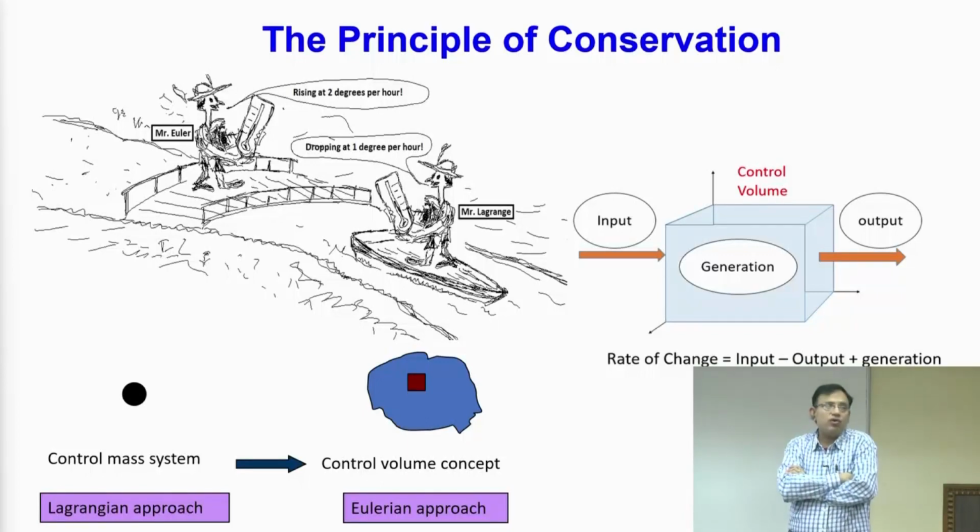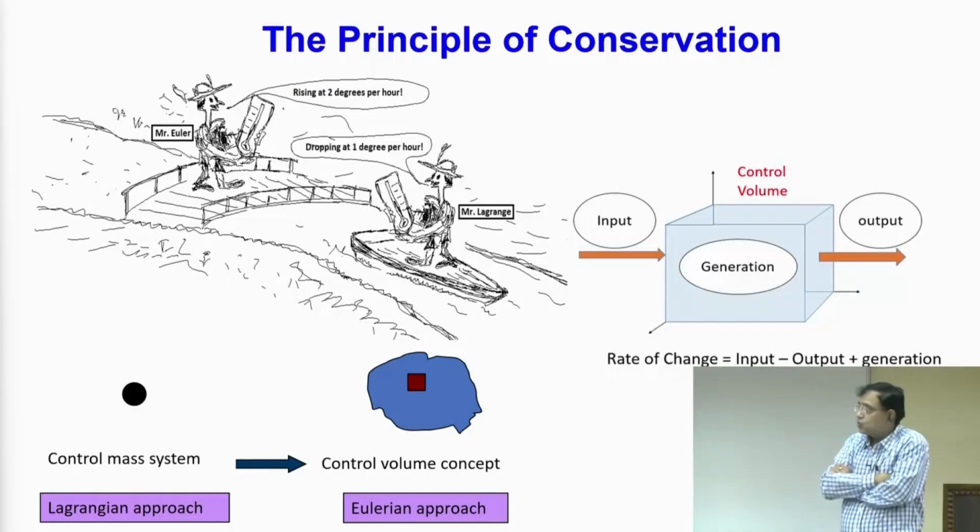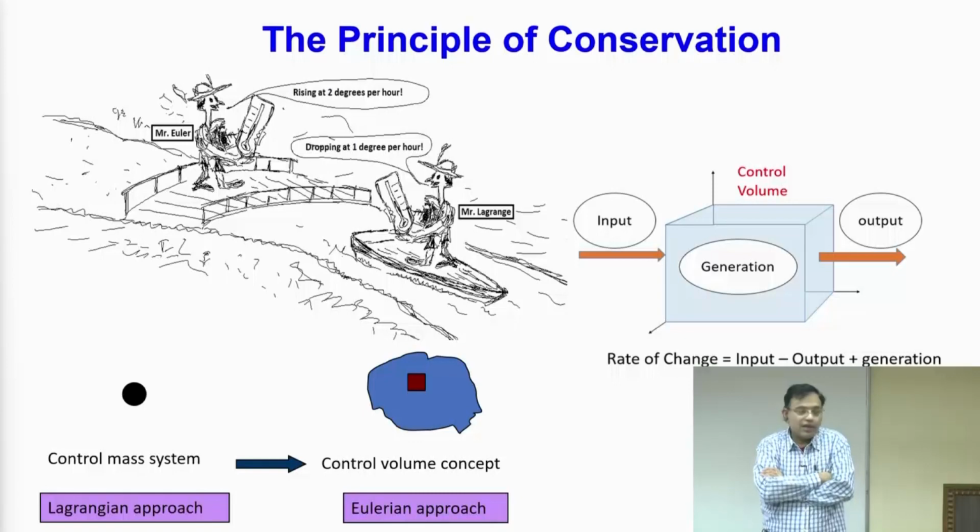But at the end, if you want to know what the temperature is at a particular location, whether Mr. Lagrange measures it or Mr. Euler measures it, the method may be different, but the answer should be the same. At a location you cannot have two different temperatures. So, ideally when Mr. Lagrange is moving just below the bridge, whatever Mr. Lagrange is measuring, Mr. Euler is also measuring. So, when that control mass is coinciding with the location of the control volume, then their measurements are the same.